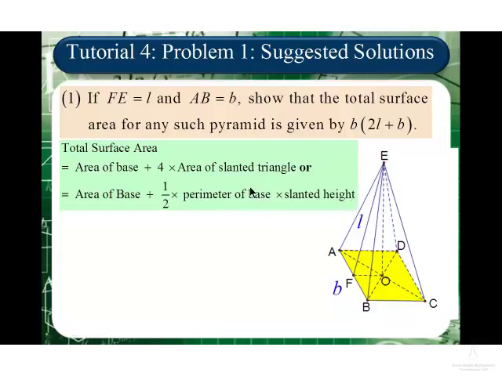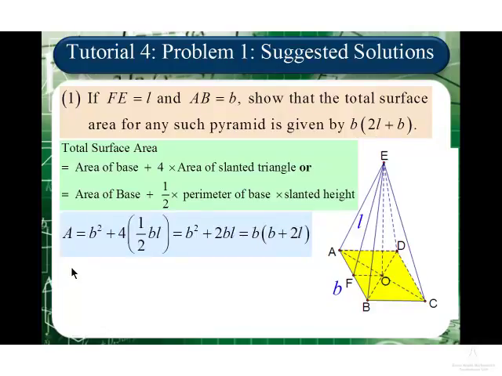So let's just calculate the surface area using either one of these strategies, and in both cases it must agree with the formula b times (2l plus b) as indicated. So in the first instance, the area can be calculated as the area of the base, that's b squared. Side length for the base is b, remember, and the base is a square, plus 4 times, now the area of the slanted triangle in each case for the 4 sides will be a half times the base, in this case it is b again, times the slanted height L, which is given to us.